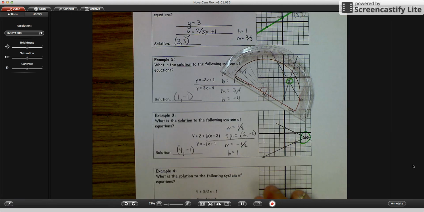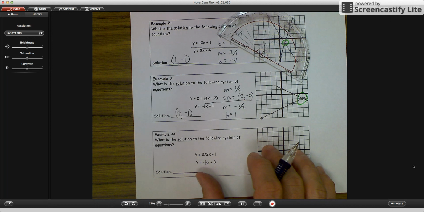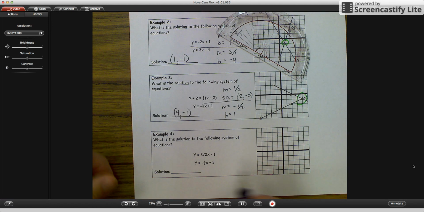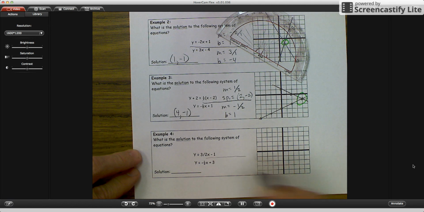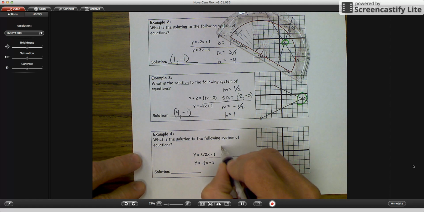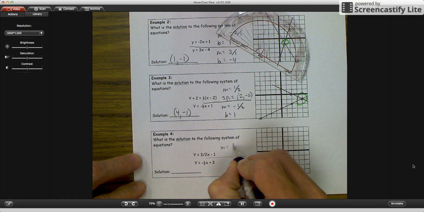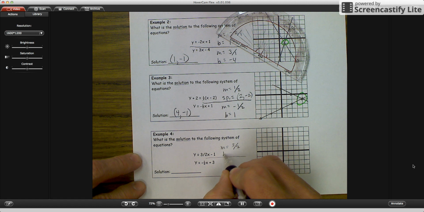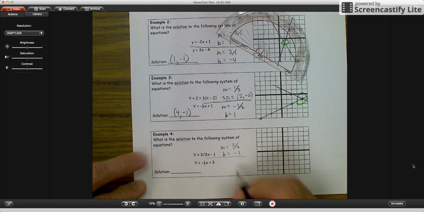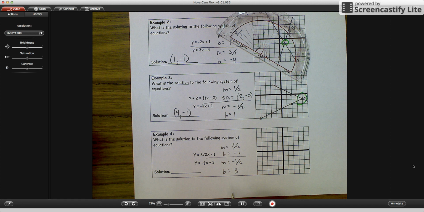Okay, for the last example, the fourth example, I would like you to do this one on your own. I'll give you a little bit of help. We'll say that the slope is 3 over 2, your y-intercept is a negative 1, your other slope is a negative 1/2, and your y-intercept is 3. Okay, finish that one up.